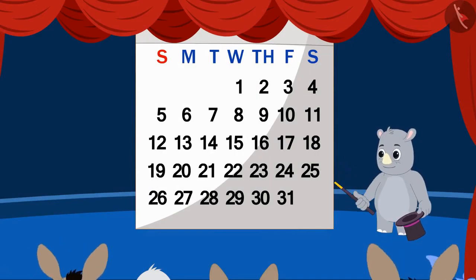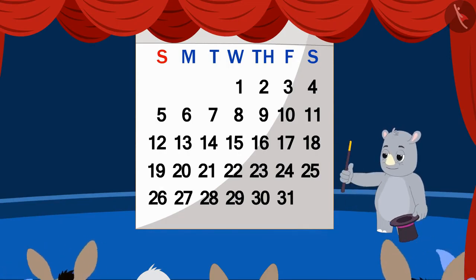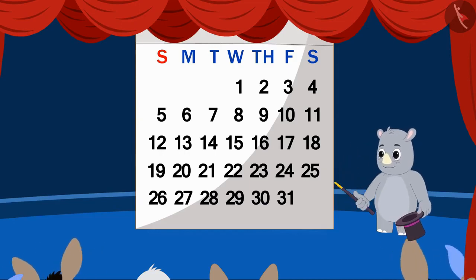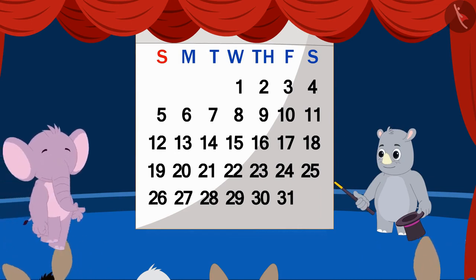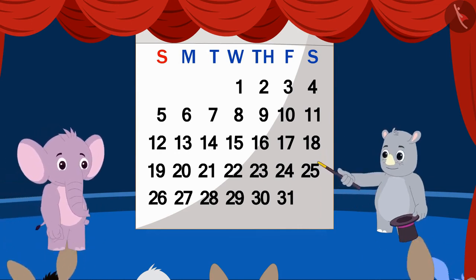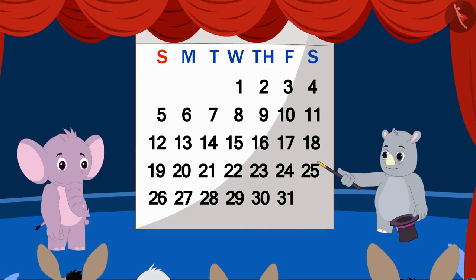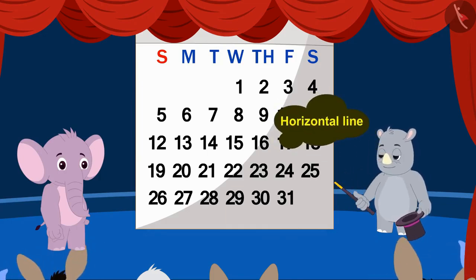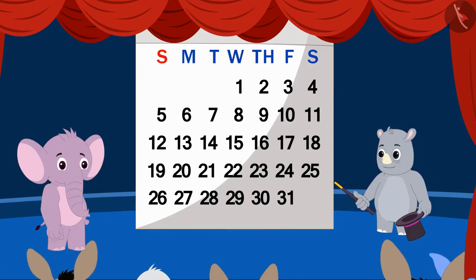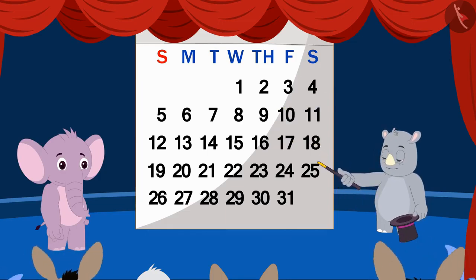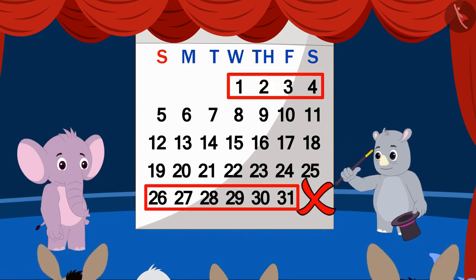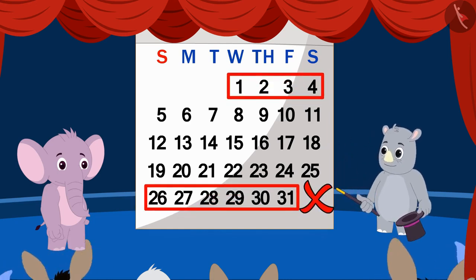Come, let's see what more magic Gaggu is showing on the calendar now. Gaggu invited another person from the audience on the stage. This time, Appu has come on stage. Gaggu asked Appu to choose one of the horizontal lines of the calendar. All he has to keep in mind is that the horizontal line should not be incomplete.